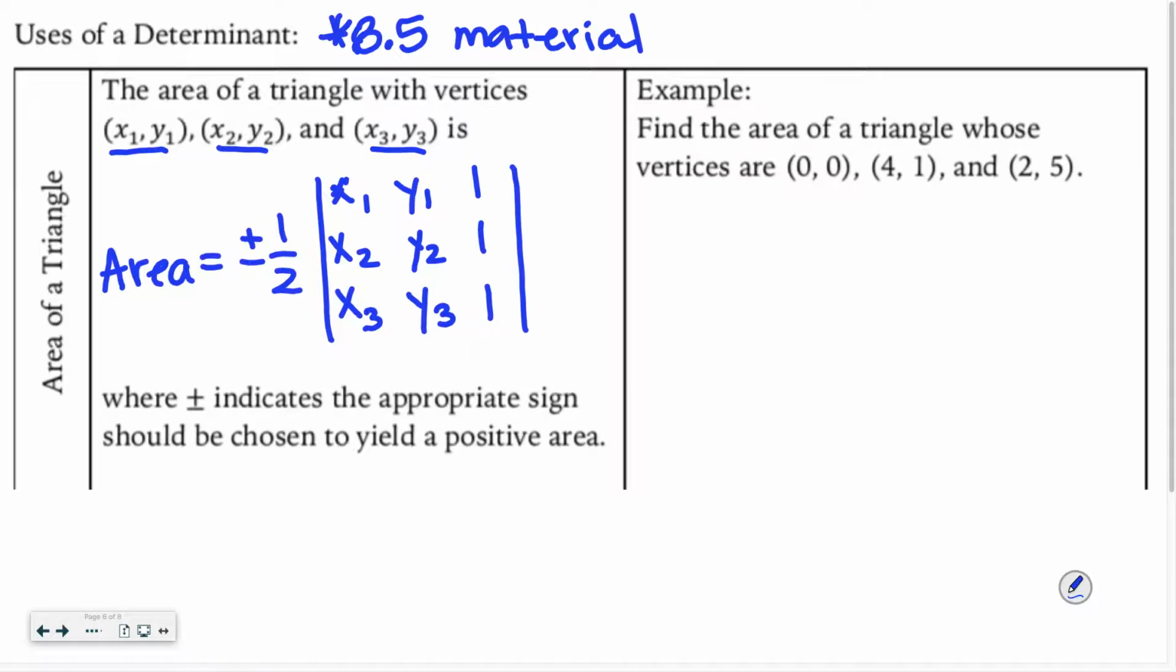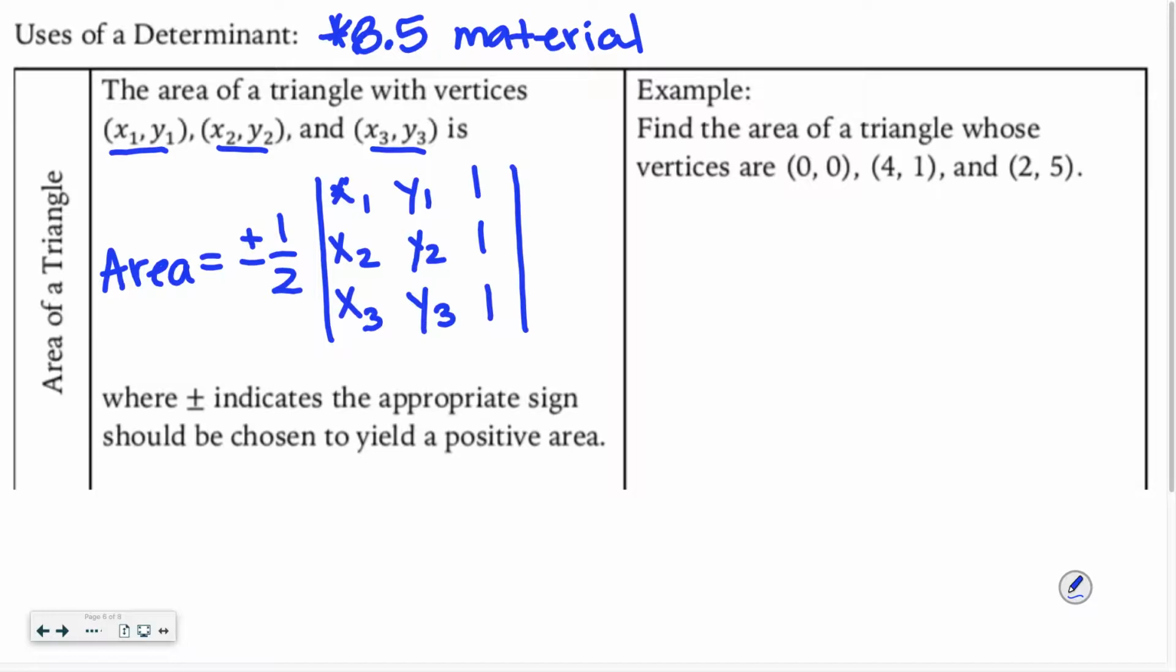Why do you suppose we have the plus or minus? Did we get a negative determinant in just the example before? Can we have negative area? Okay, so if you get a negative determinant, you would want to choose the negative 1/2 to multiply your determinant by. If you get a positive determinant, you would want the positive 1/2. Okay? So we have an example just here to the right.